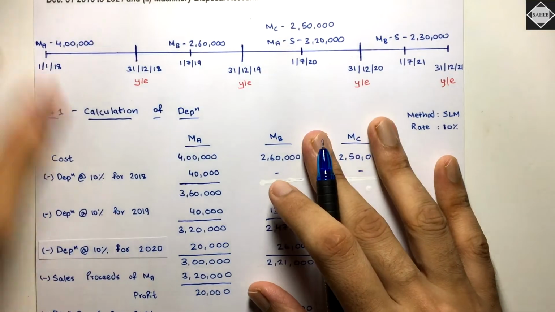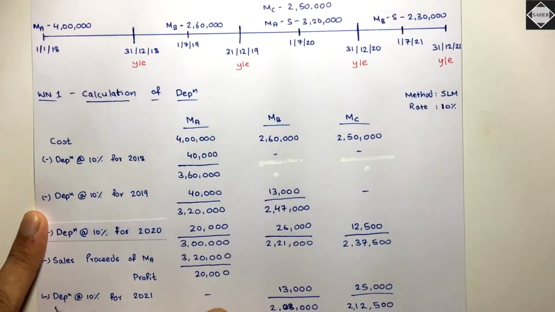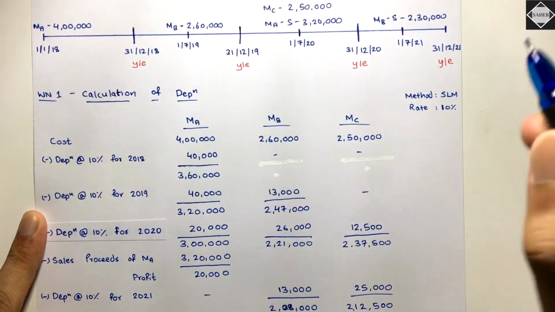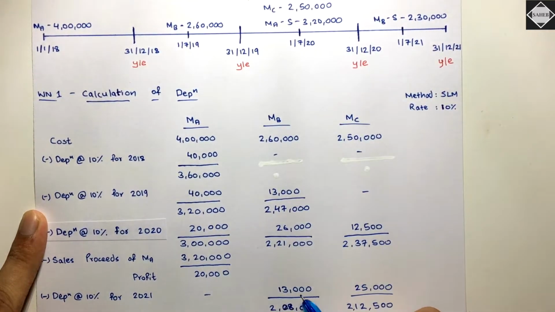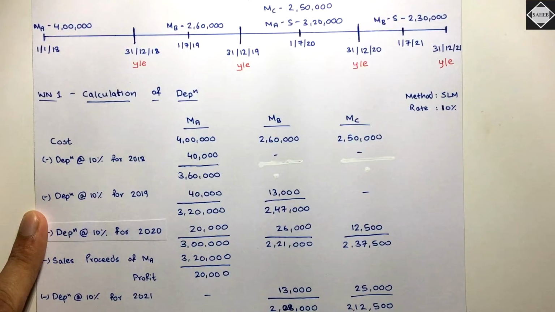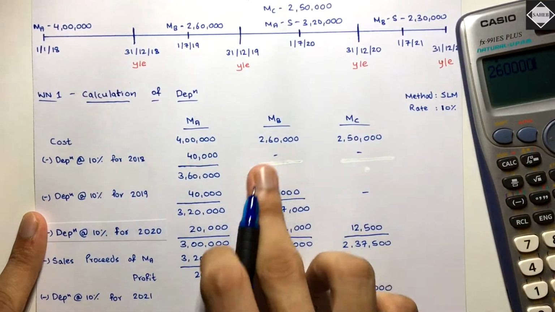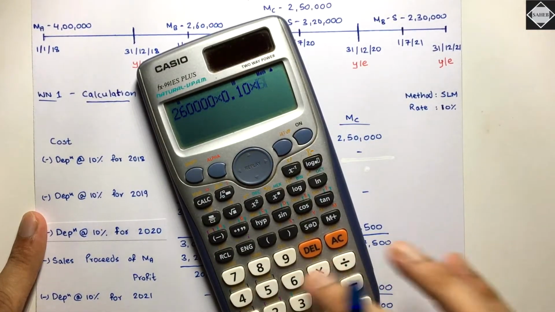Let's do that. See here, it's really simple, it's not difficult. What you have to do, first charge the depreciation at 10% for 2021. Okay, for 2021, but now we are specifically talking about machine B. So see, on machine B you have to calculate the depreciation. The original cost of machine B is 2,60,000, right? 2,60,000 into 0.10 into 6 by 12.